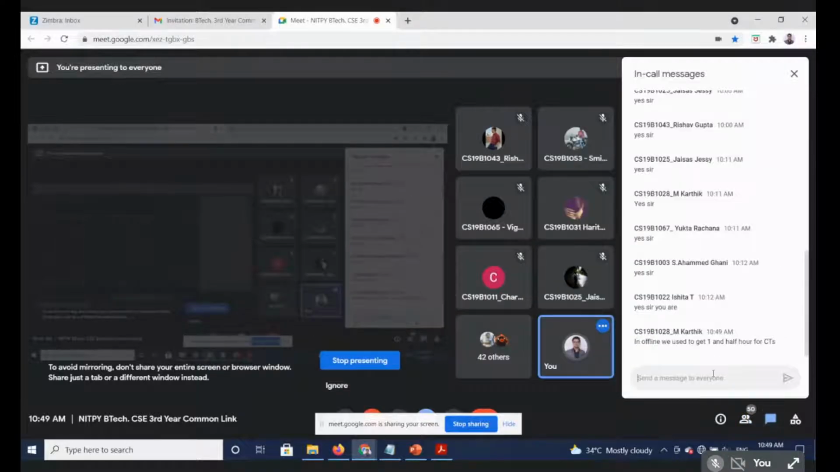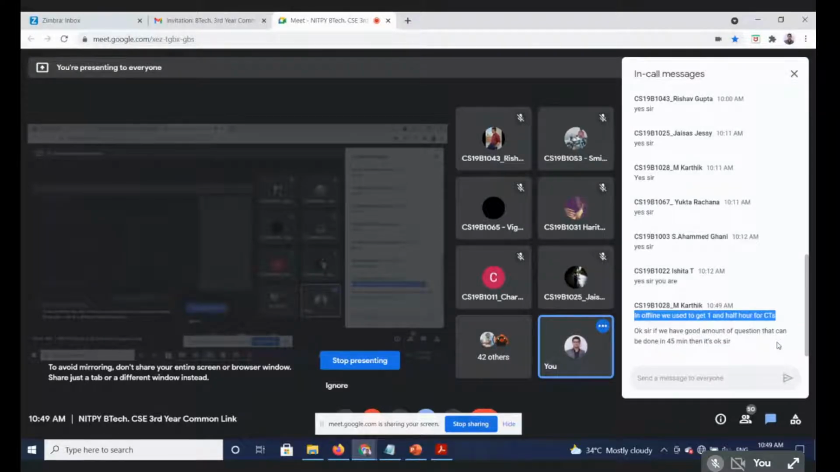In offline we used to get 1.5 hours for CTs. But this is not for 20 marks. I have reduced it to 15 marks. So I have reduced it to a 1 hour slot itself. I just wanted to occupy the class hour rather than other slots. So we'll stick to 50 minutes, or at worst 45 to 50 minutes.